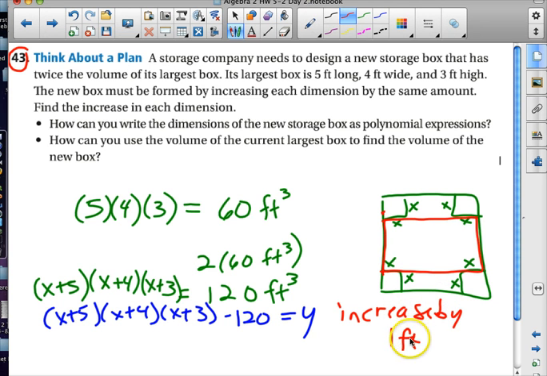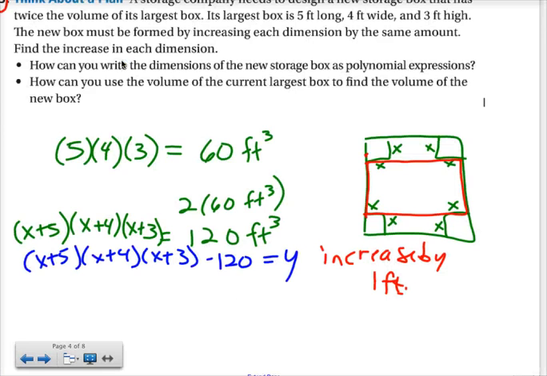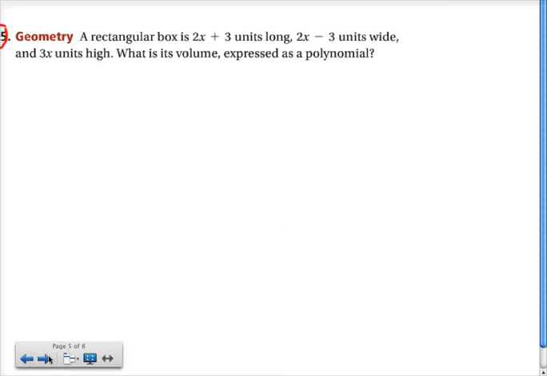And that would be 1 foot in this case. All right. So a lot of integration with our technology in this section. This one says a rectangular box is 2x plus 3 units long, 2x minus 3 units wide, and 3x units high. What's its volume expressed as a polynomial?